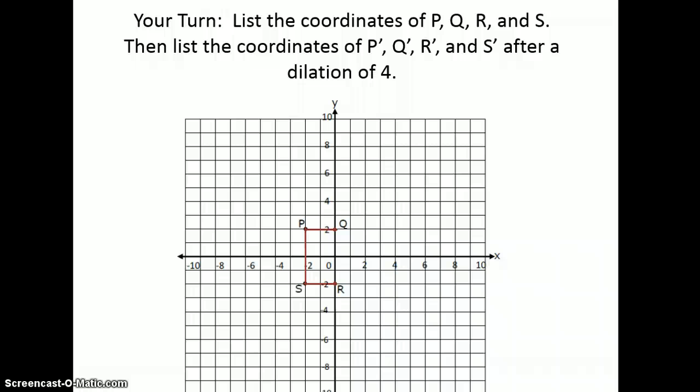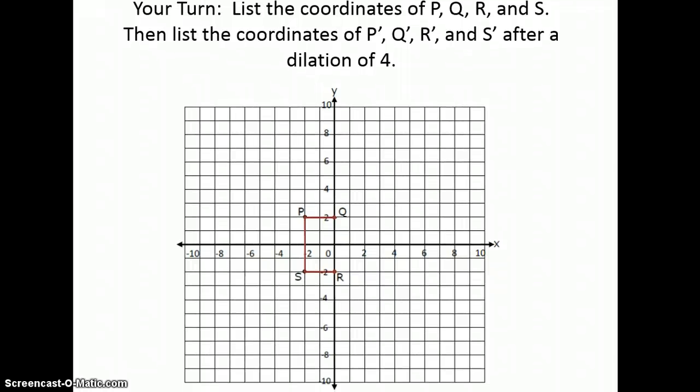Okay, let's look at one more problem. List the coordinates P, Q, R, and S in the work section of your WSQ. Then list the coordinates of P prime, Q prime, R prime, and S prime if you would dilate it with the origin as your center with a dilation of 4.